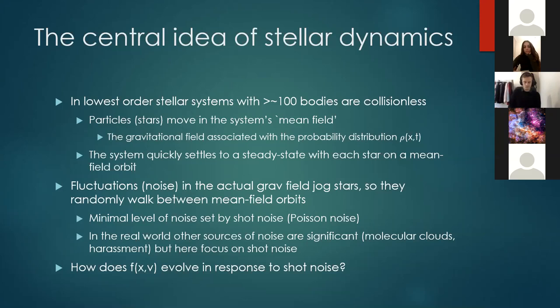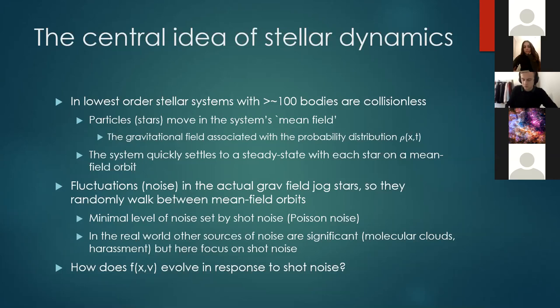Now the minimal level of noise is set by the shot noise, the Poisson noise. In the real world, there may be other sources of noise that are significant. For example, in the disk of our galaxy, the gravitational fields of molecular clouds are known to be significant. In clusters of galaxies, people talk about the concept of harassment, which means the changes induced on galaxies by the gravitational fields of other passing galaxies, and so on. So in the real world, there are many sources of noise in the gravitational field. In this colloquium, I'm going to focus on shot noise, the noise arising because of the discreteness of the particles making up the system, but it should always be borne in mind that this is just the minimal level of noise. You can only have more noise than that.